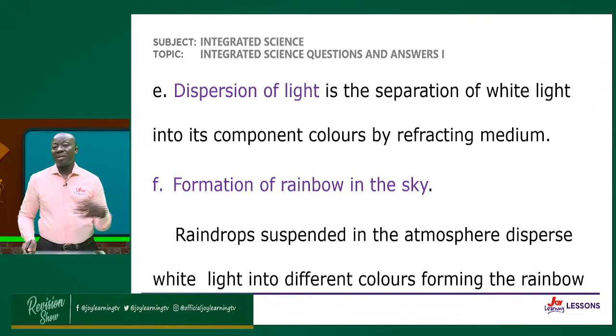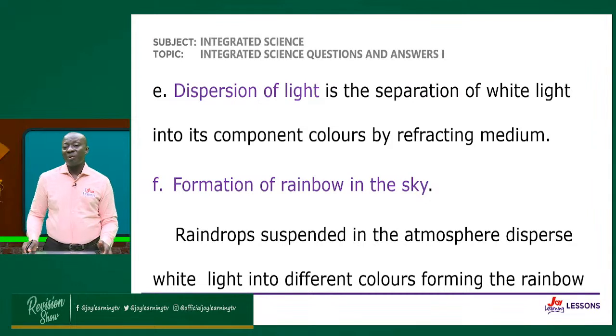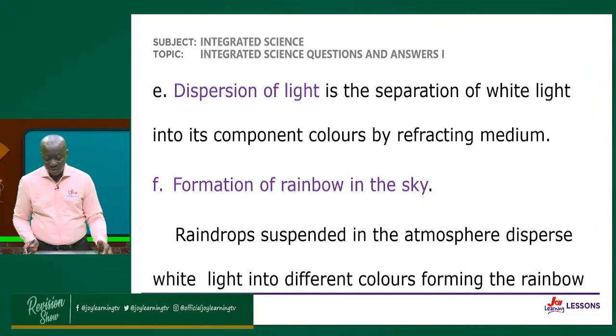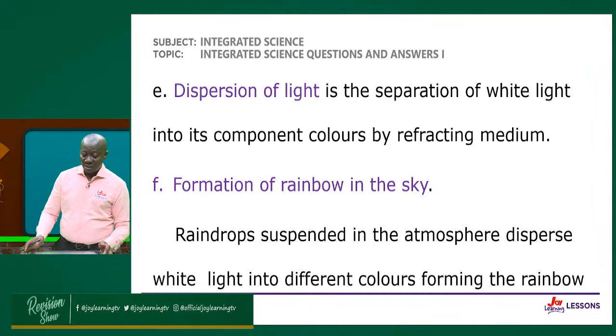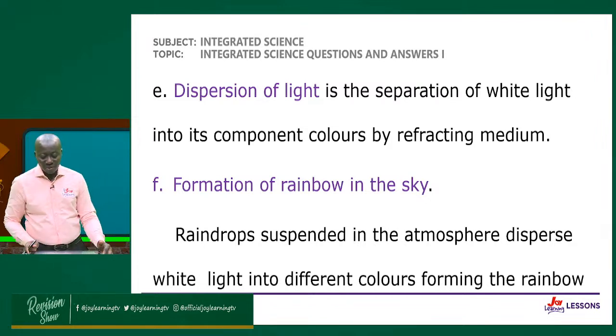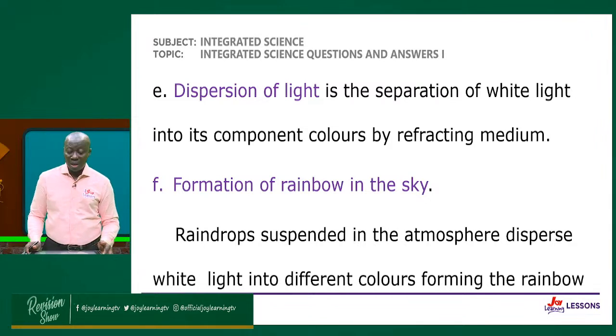And if it's white light, you form the rainbow. But sometimes you may see dark patches. That one is to be explained later in chemistry and physics under quantum chemistry and then quantum physics. So the next question: formation of rainbow in the sky. How is the rainbow formed?